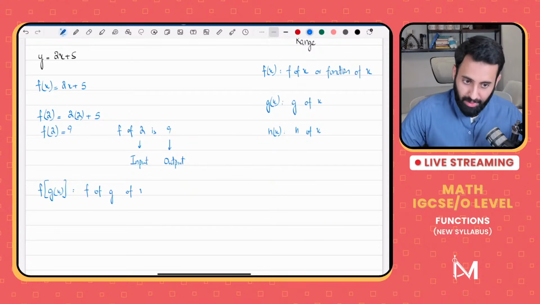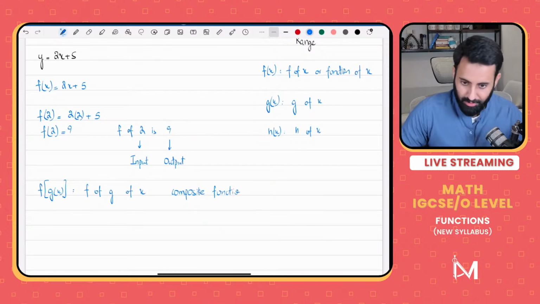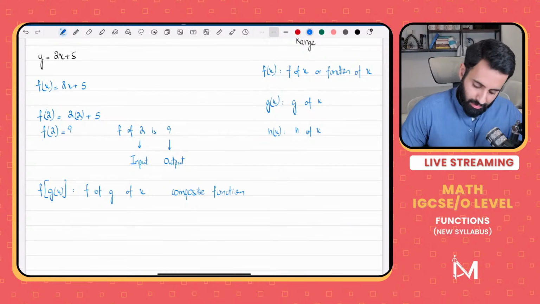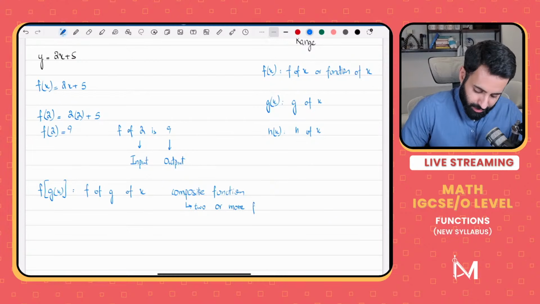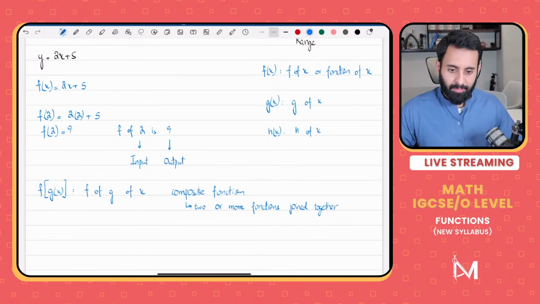This is when you plug in one function inside another function. We call this a composite function, and it's read as f of g of x. Composite means that it's two or more functions joined together. Usually it's two. I haven't come across a question where there are three functions, but this is what it means.